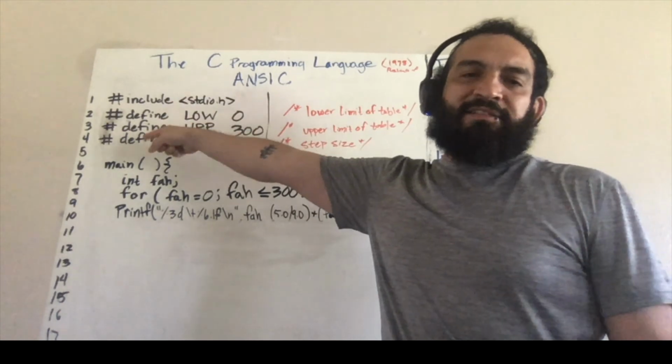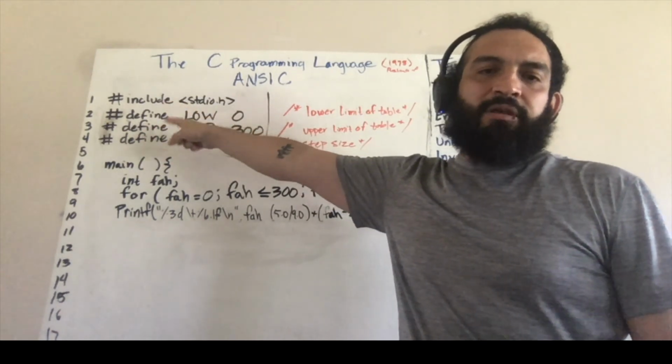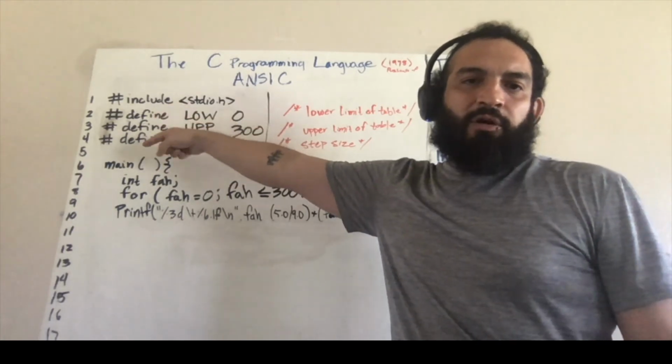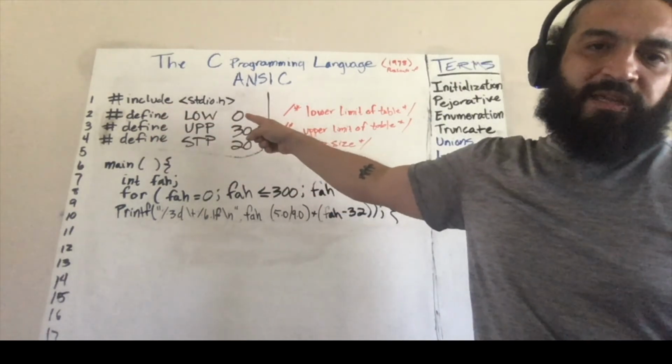Right, and it has to go right here, right beneath the standard library reference information. Right under that, that's where all this stuff goes. The octothorpes go up here. Octothorpe define LOW space 0.